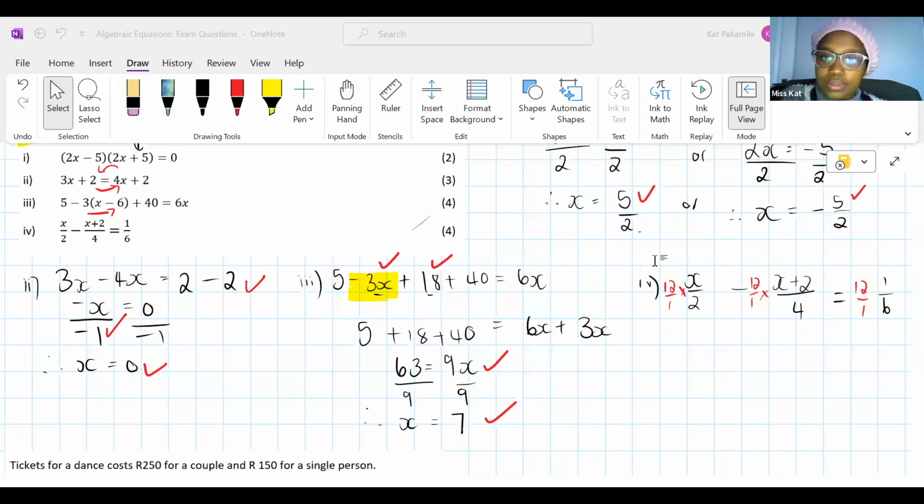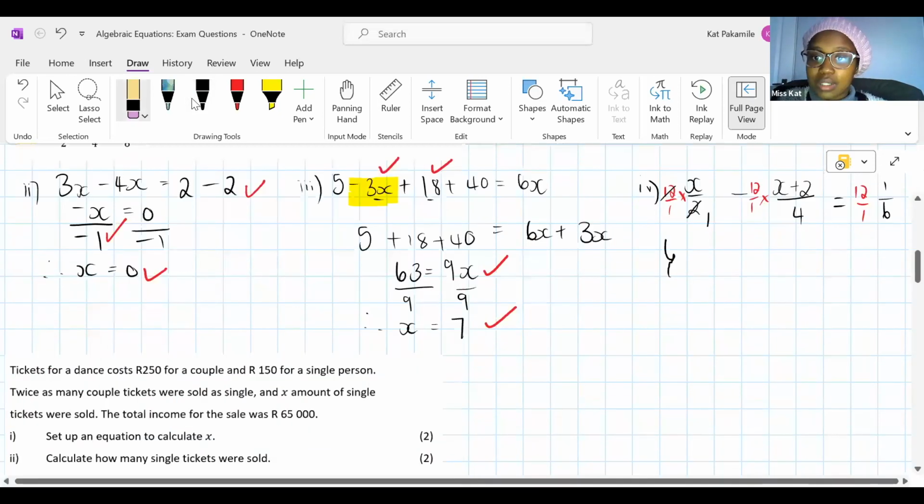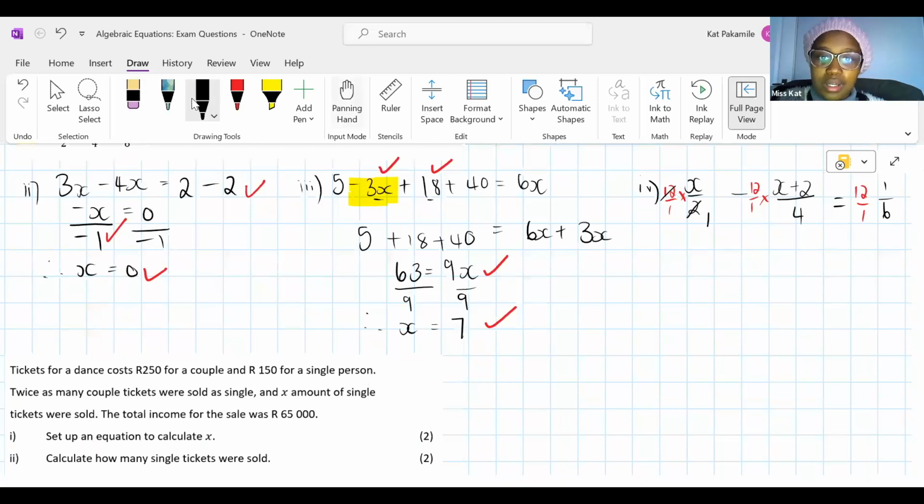Thank you, Simone. Okay, guys, so tell me, 2 goes into itself once and into 12 how many times? How many times does 2 go into 12? 6. Thank you, Bontle. So at the top here, we're going to have just 6x. Let's rewrite properly. So this will be 6x.